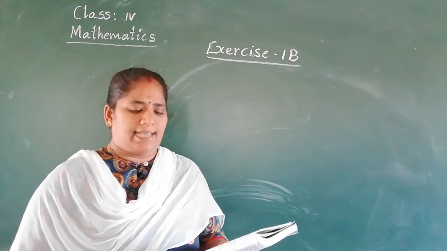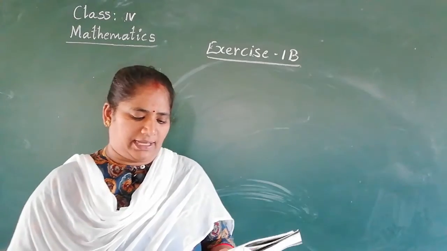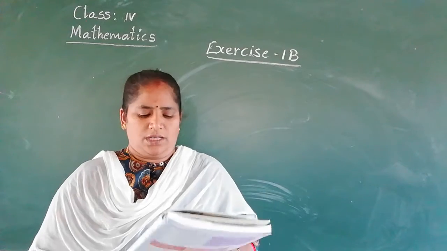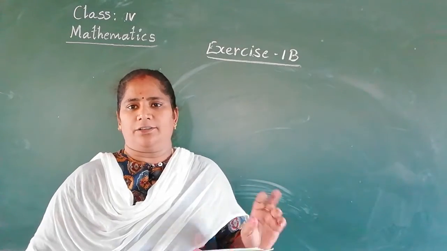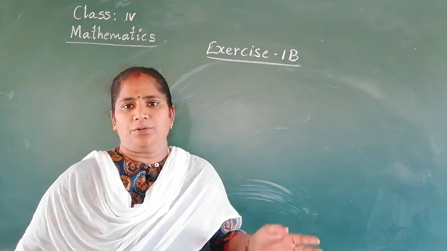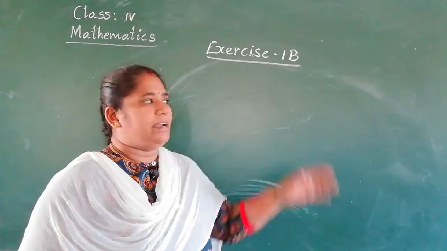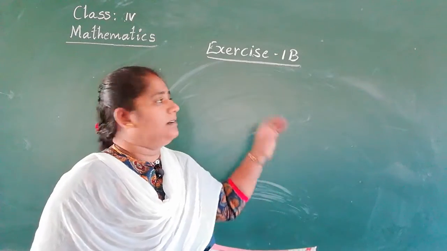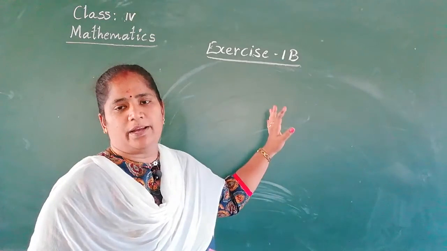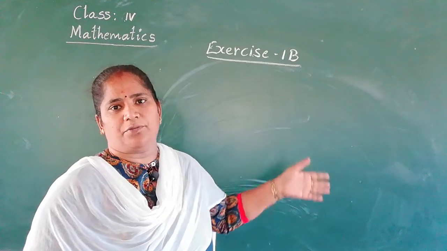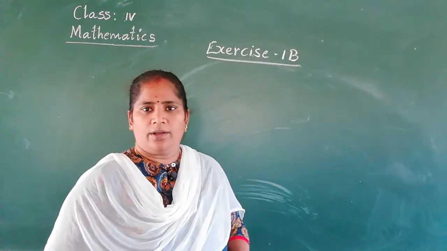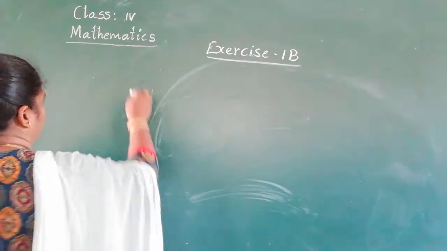See children, in this exercise each Roman has 4 or 6 sums. In the 4 sums I will explain 2 or 3, then you have to do the remaining sums as homework. I will write all of them, but I will explain here only 3 problems. The remaining problems you have to do as homework in the rough notes. Okay? Come on, see the first question.